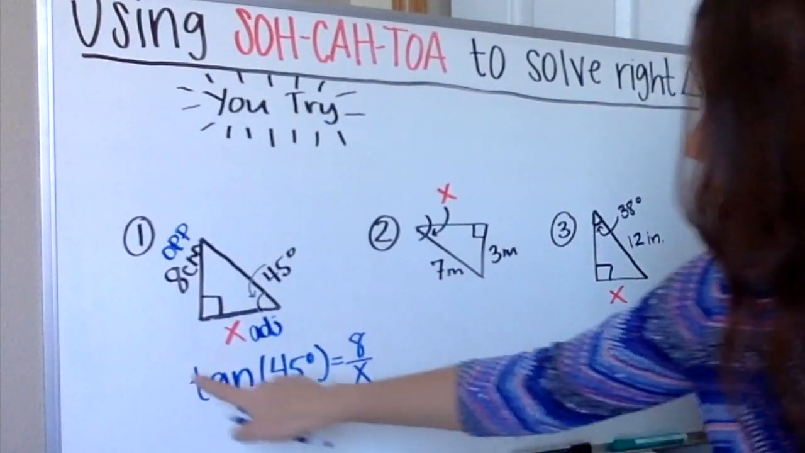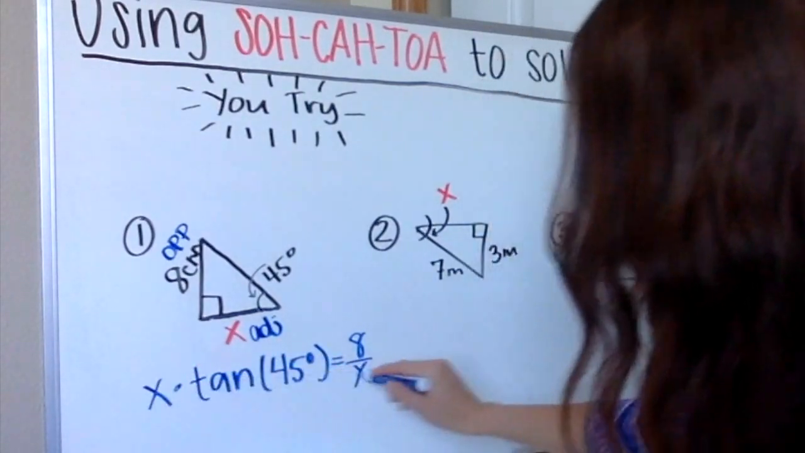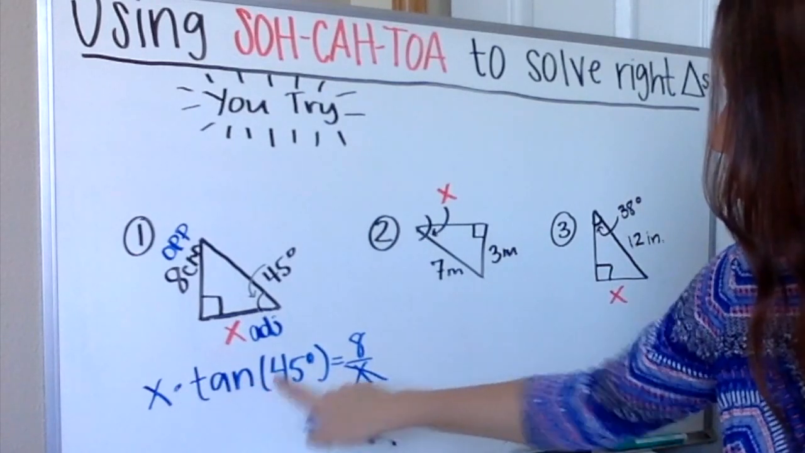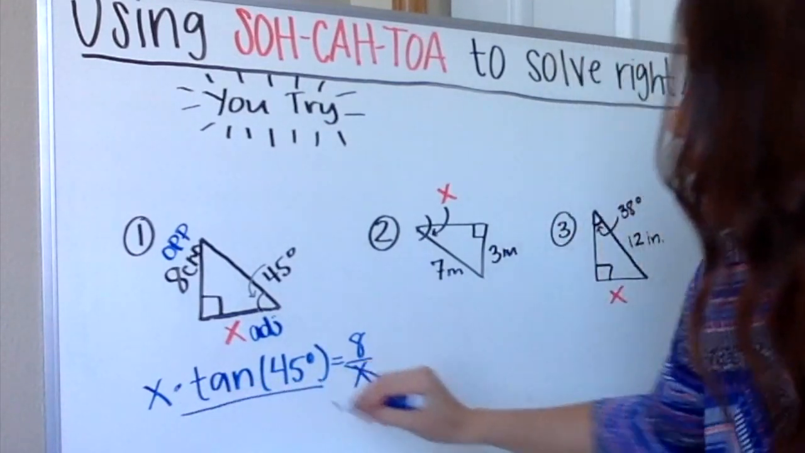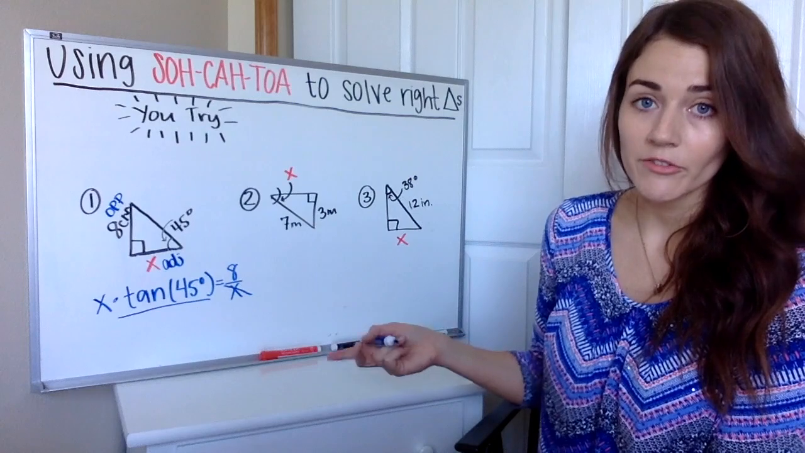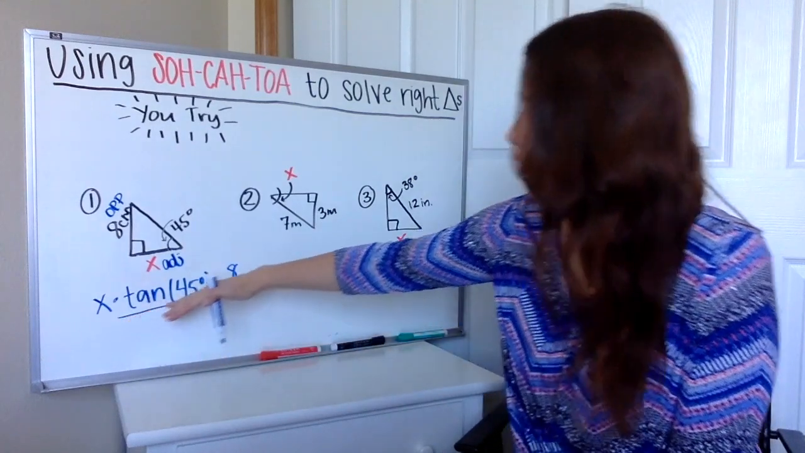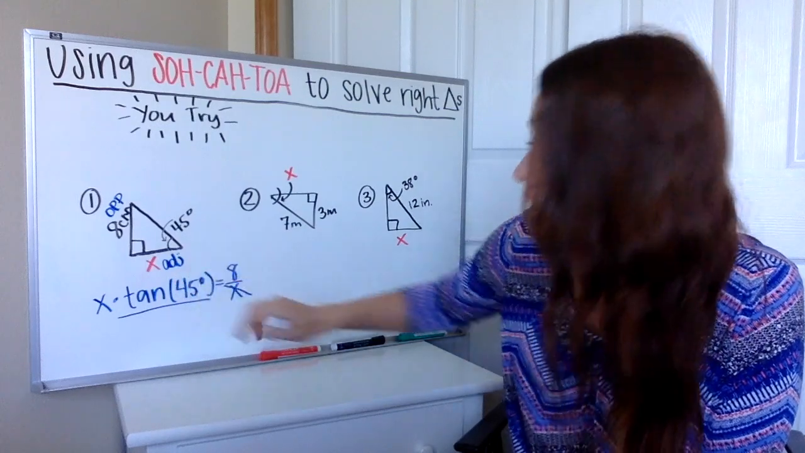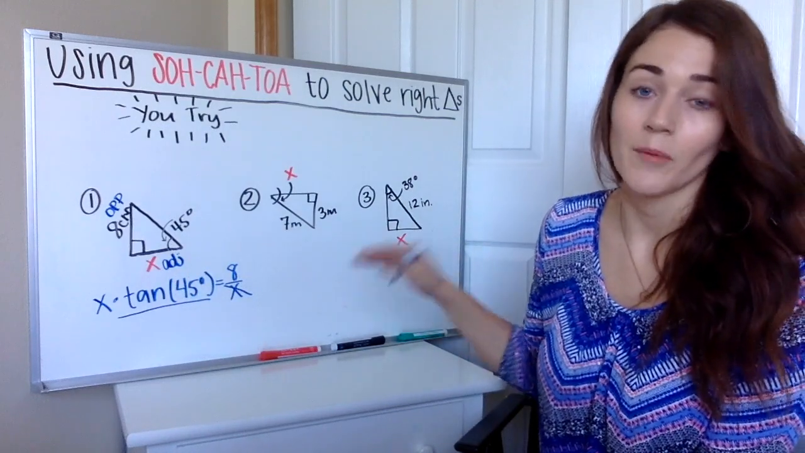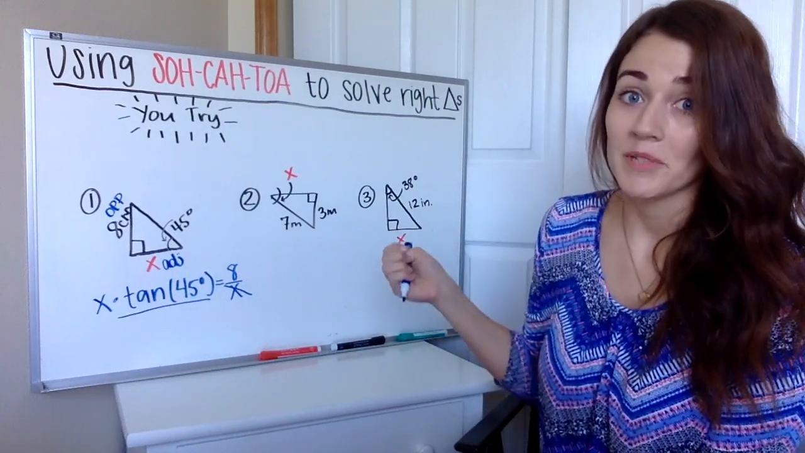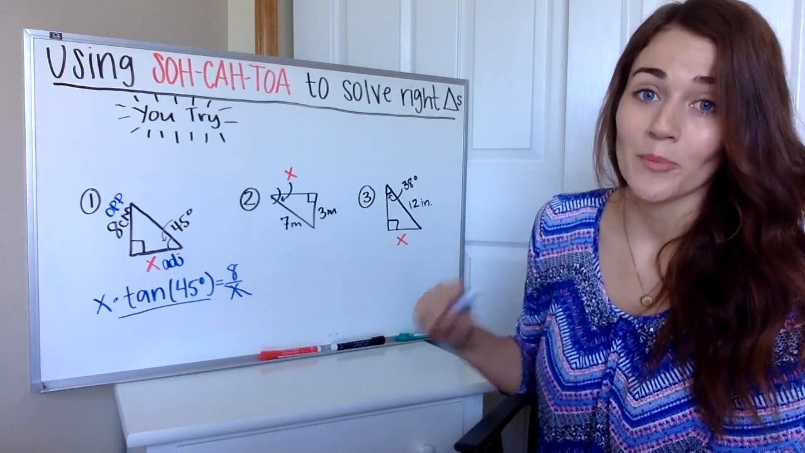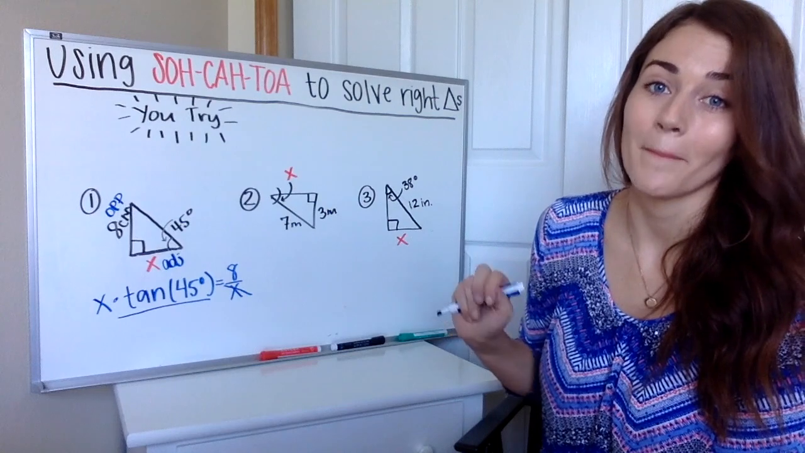So we would multiply by x to get that off the bottom. To get x by itself, we would then have to divide by tangent of 45. Notice I'm not using inverse here because I'm dividing the whole thing by tangent of 45. I'm not trying to get this inside part, I'm getting rid of that whole thing. I'm not just getting rid of tangent, I'm getting rid of tangent of 45. That is an important thing to make sure you don't mix up.